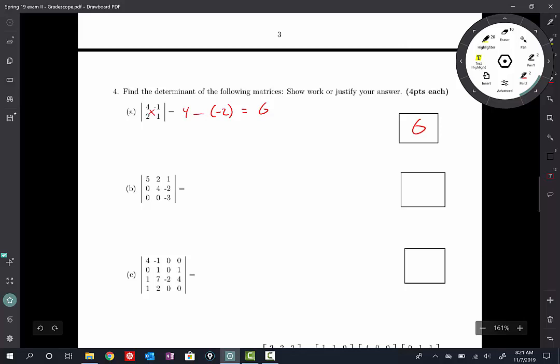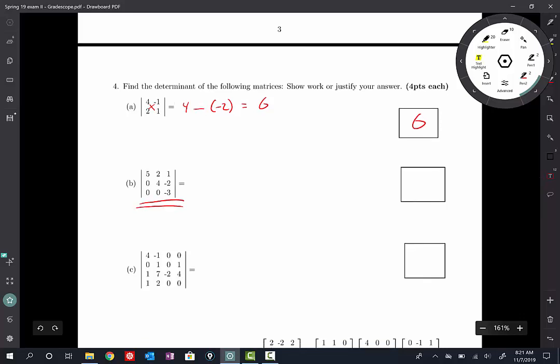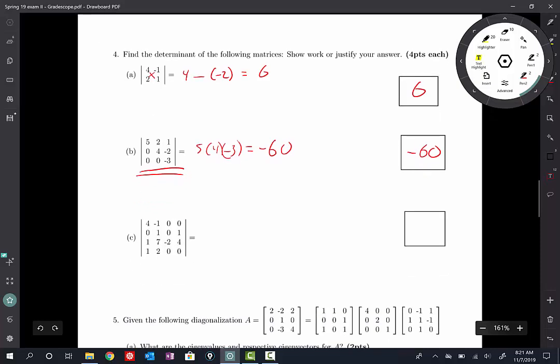We look at the next one, and we could certainly do an expansion along a row or column, but we recognize this matrix is triangular, and therefore the determinant of that matrix would just be the product of the diagonal entries. So here we have 20 times negative 3, looks like a value of negative 60. Moving on to part C.